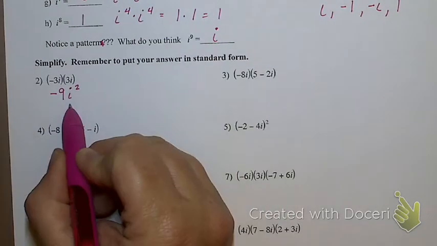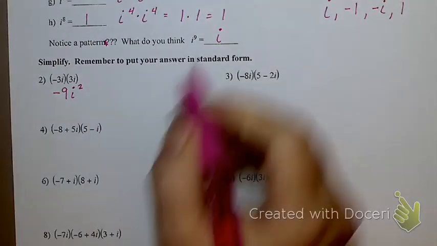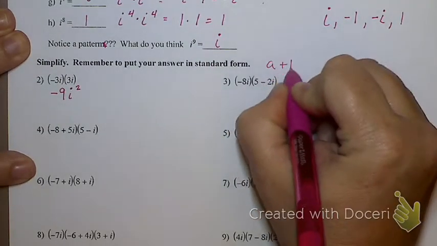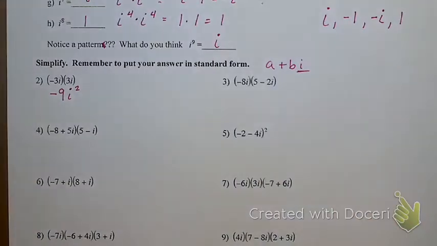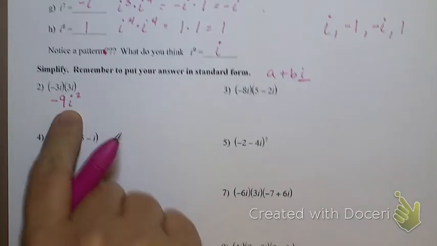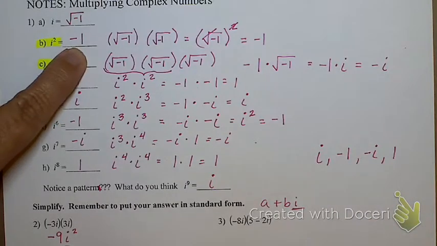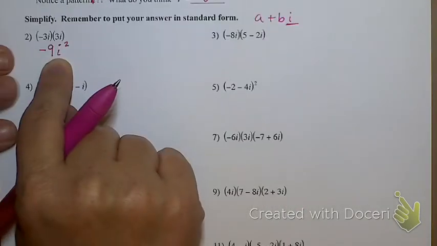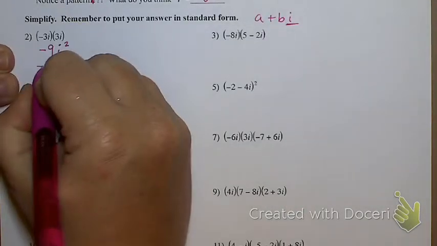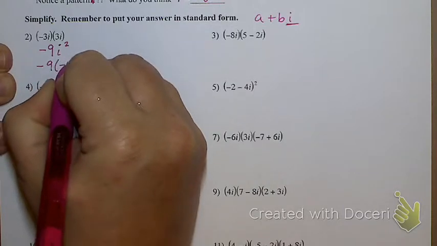Is this a plus bi form? No. In a plus bi, there is no i squared. Do you notice that? What is i squared equal to? -1. So I can never, ever, ever see an i squared in your answer. You must replace the i squared with -1.